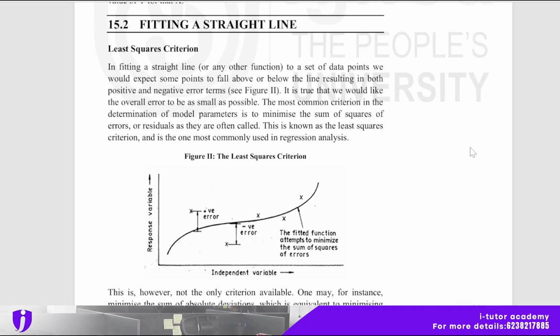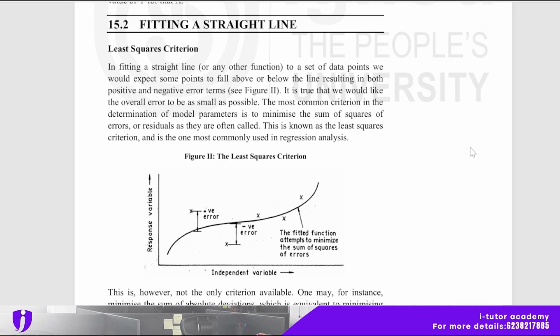least square criterion. So least square criterion, figure 2 is here. You just observe that figure, and one is the independent variable and the response variable is also there. In fitting a straight line to a set of data points, we would expect some points to fall above or below the line, resulting in both positive and negative error terms. It is true that we would like the overall error to be as small as possible.